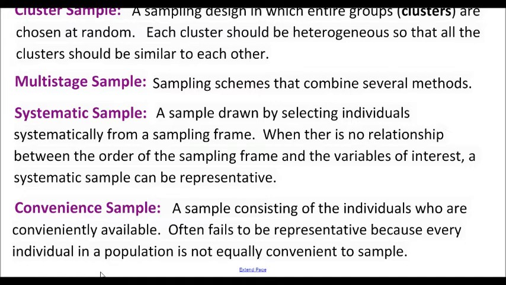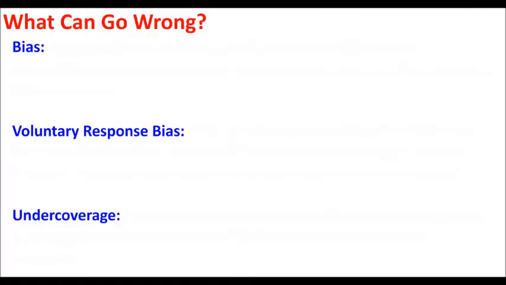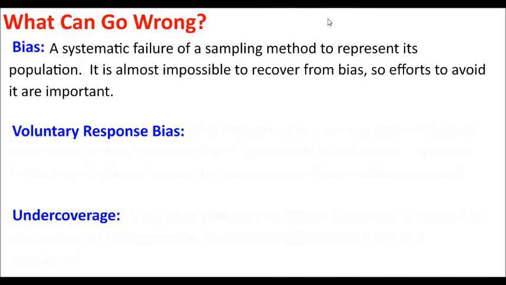And the idea behind a stratified sample, well, by forcing yourself to pick certain populations and certain percentages within each population, not everybody has an equal chance of being selected because you are dealing with each group separately. And that's what can go wrong. Bias is any systematic failure of a sampling method to represent its population. Anytime.